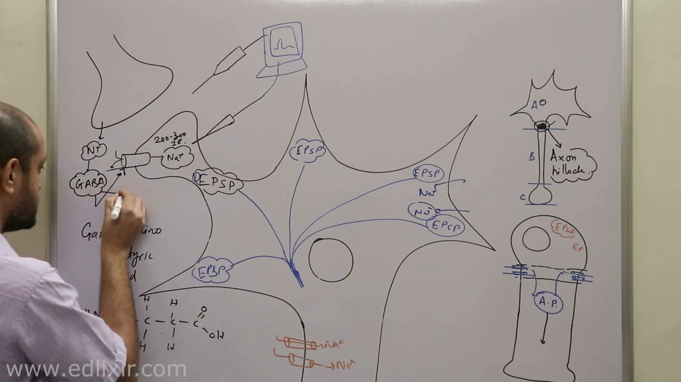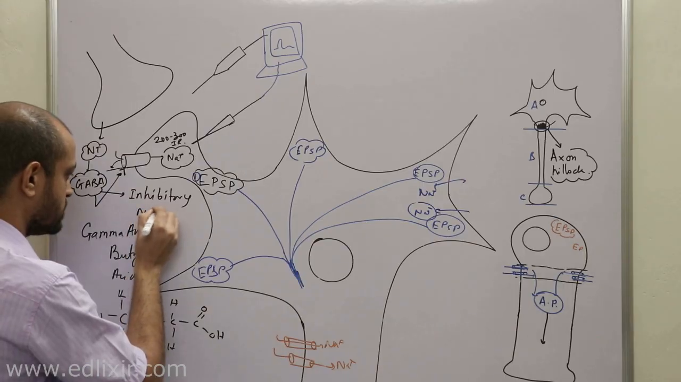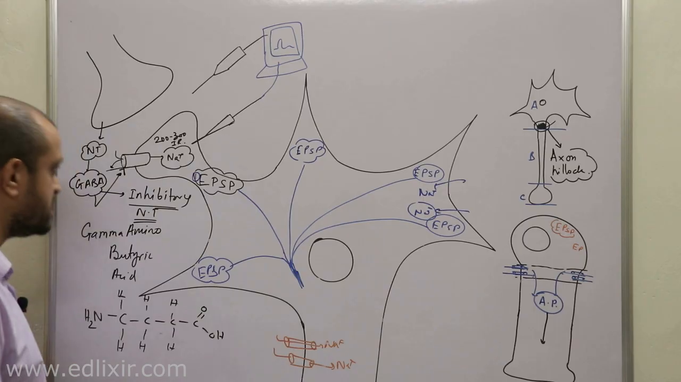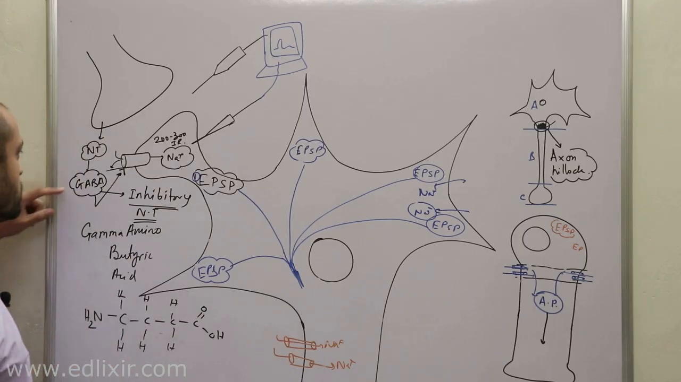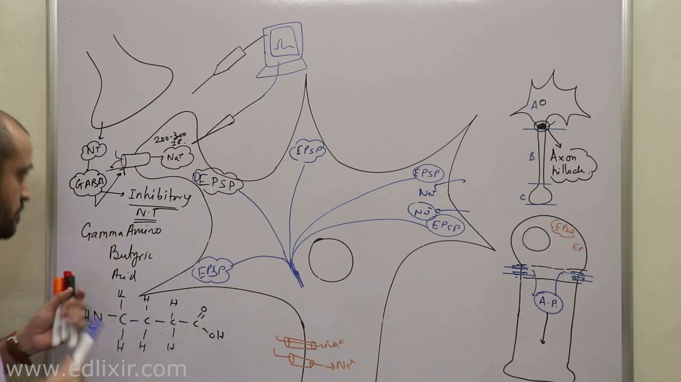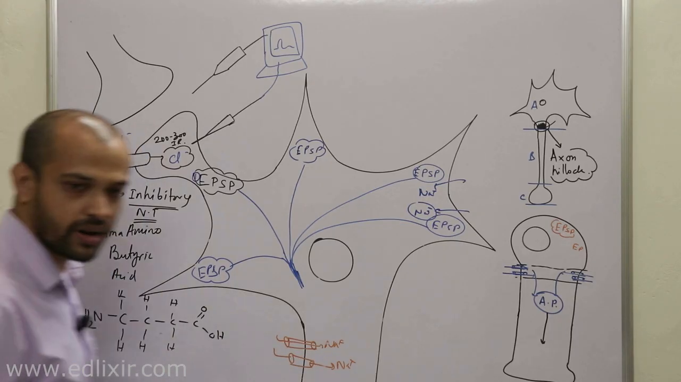This gamma aminobutyric acid is actually what? Inhibitory neurotransmitter. Clear? Now, because it's an inhibitory neurotransmitter, what is the difference between acetylcholine and GABA? Now listen. Because GABA is an inhibitory neurotransmitter, instead of sodium, chloride will enter.